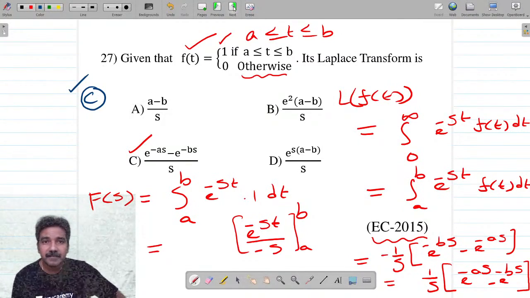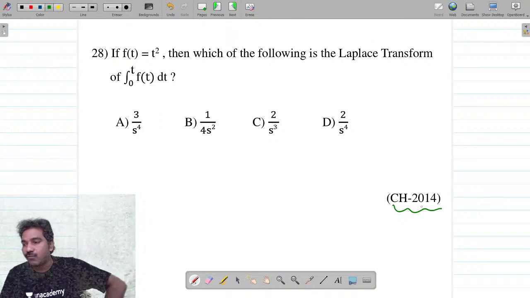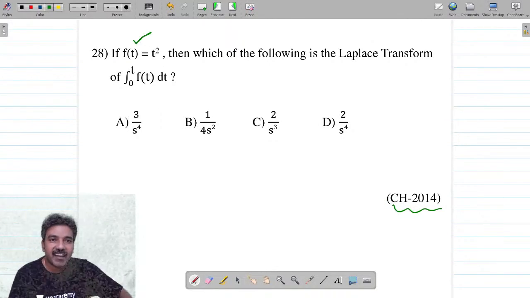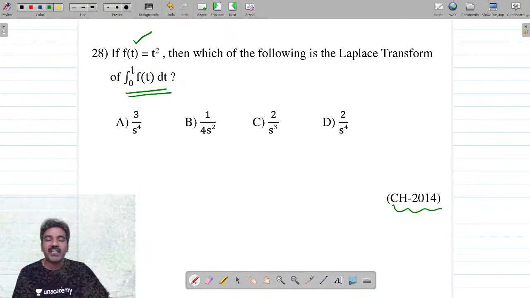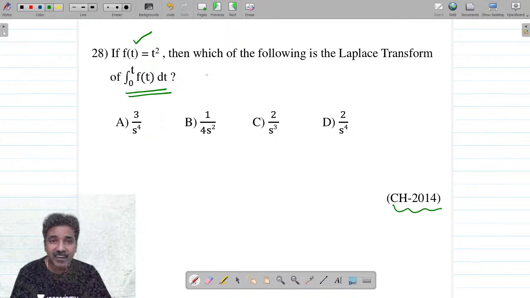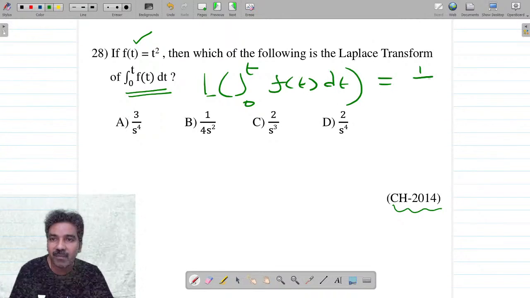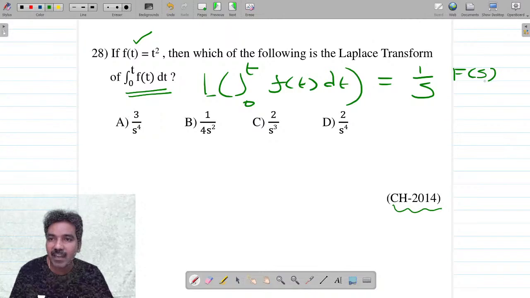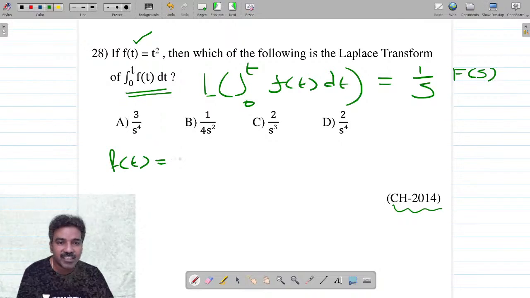Next, question number 28. This was given to chemical students in the year 2014. Here f of t is given as t square. Which of the following is the Laplace transform of integral 0 to t f of t dt? We have a predefined formula for the Laplace transform of integral 0 to t f of t dt. This is 1 by s into capital F of s. What does capital F of s denote? Laplace transform of small f of t. Here small f of t is given as t square.